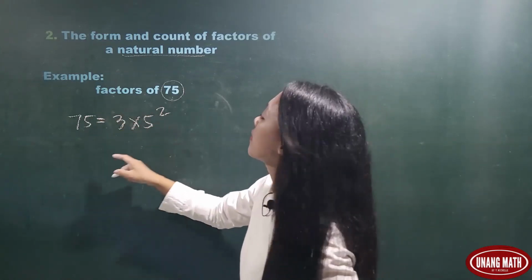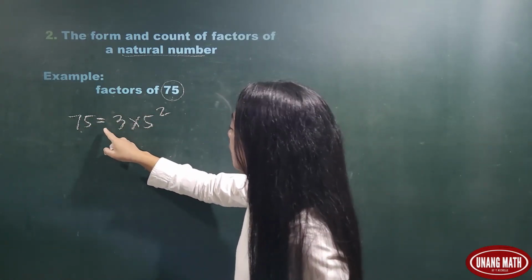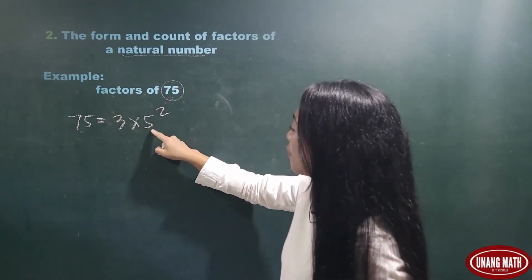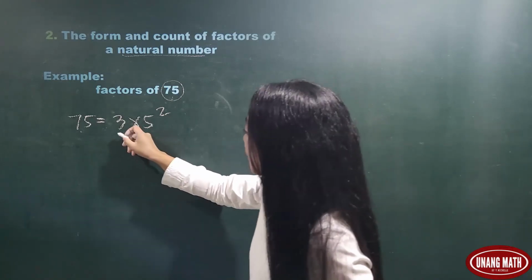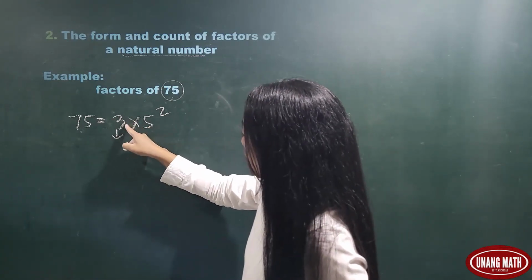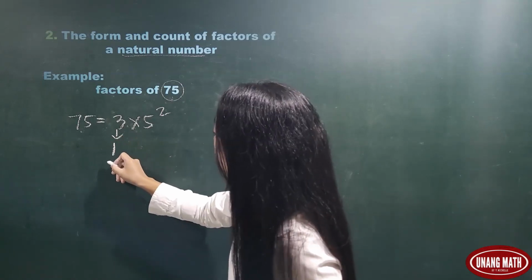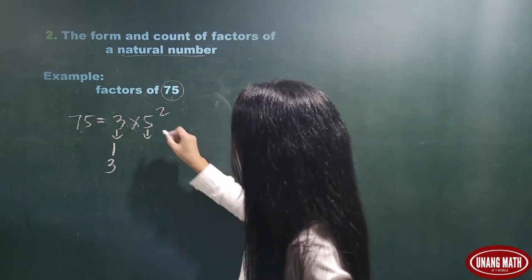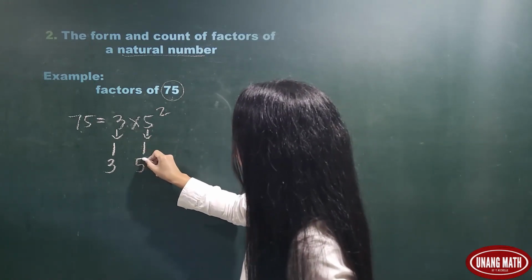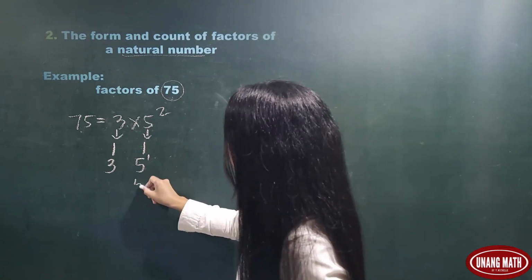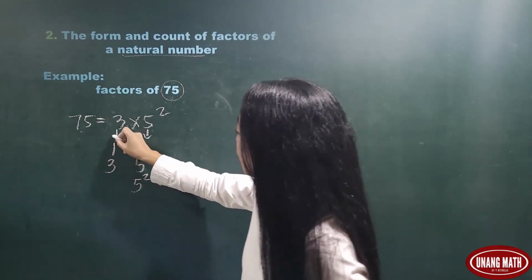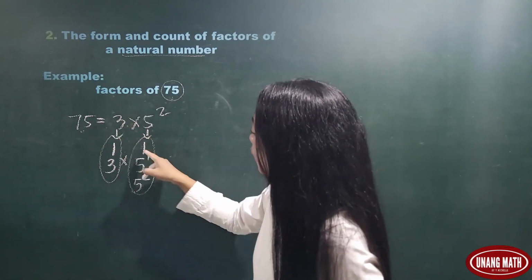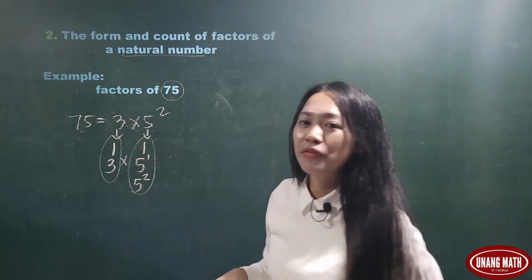This means that 75 is equal to all the factors of 3 times all the factors of 5 squared. What are the factors of 3? Since this is a prime number, we only have 2 factors, 1 and the number itself. How about 5 squared? The factors are 1, 5 raised to the power of 1, or 5, and 5 raised to the power of 2. To find all the factors of 75, we need to multiply all these numbers together.